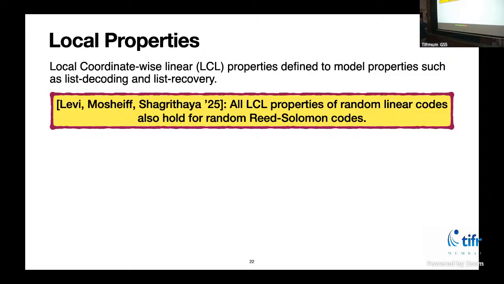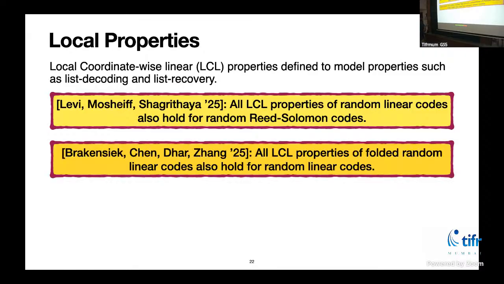And similarly, vice versa. So the local properties of these codes are essentially the same, such as list decoding and list recovery. Then in another work, Brakensiek, Chen, and Chen showed that all local properties of folded random linear codes also hold for random linear codes. So if you have a local property which holds for folded random linear codes, it will also hold for random linear codes. So if you have list decoding bounds for folded random linear codes, they will also work for random linear codes and hence random Reed-Solomon codes.